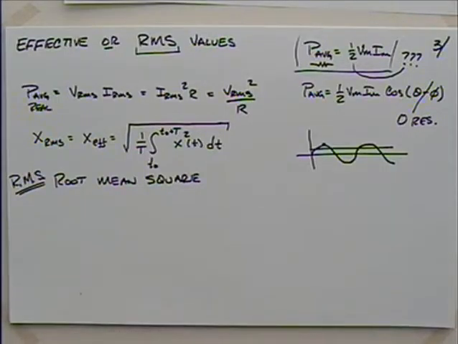Sometimes students like to change the order, and they like to say, well, I'm going to square it, and then I'm going to take the square root, and then I'm going to take the average. I get back to where I start, right? Okay, you can't do that. You have to square it.